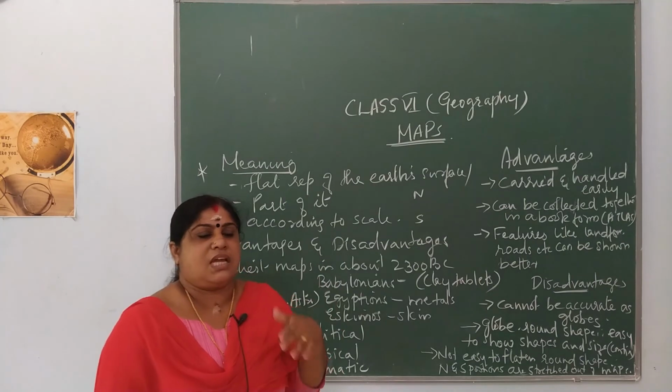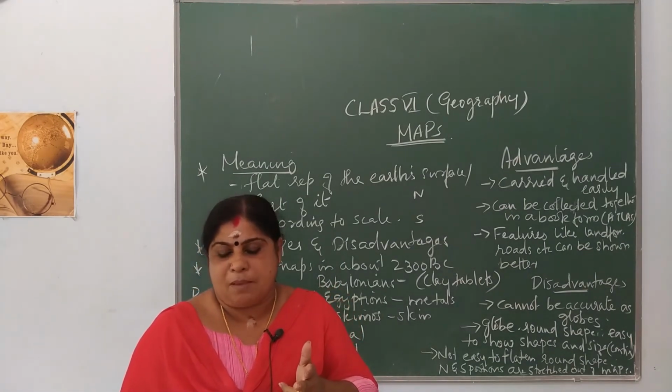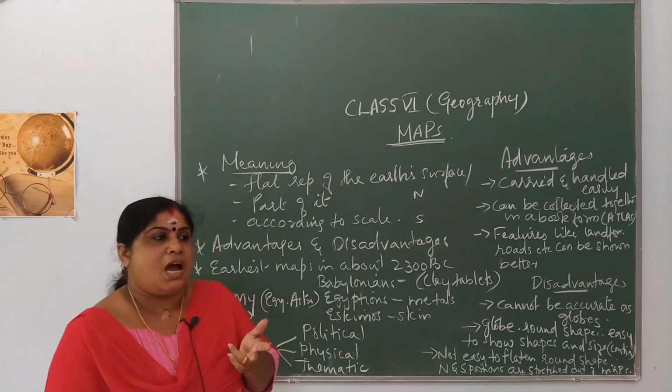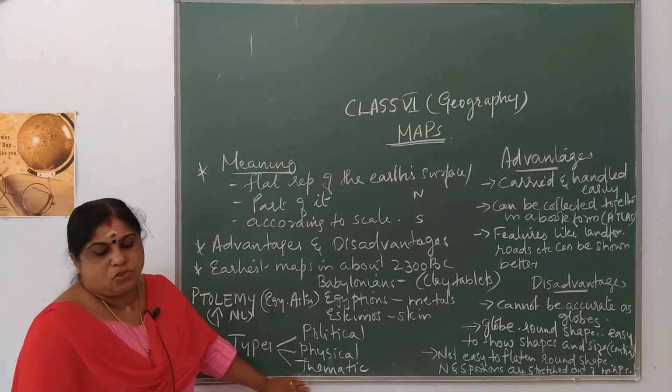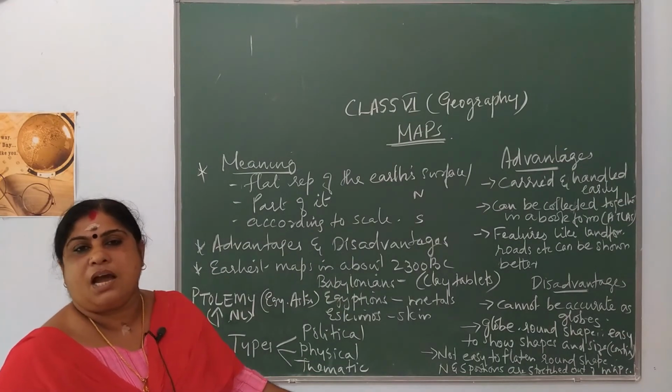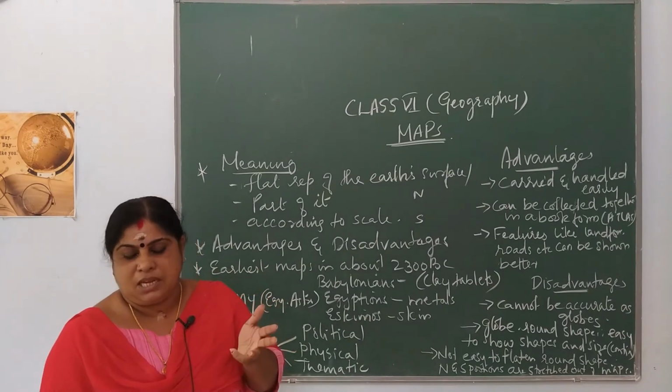Now next is related to the types of maps. What are the different types of maps? Talking about maps, there are three types of maps: political maps, physical maps and thematic maps. So which are the three types of maps? They are the political maps, physical maps and thematic maps.